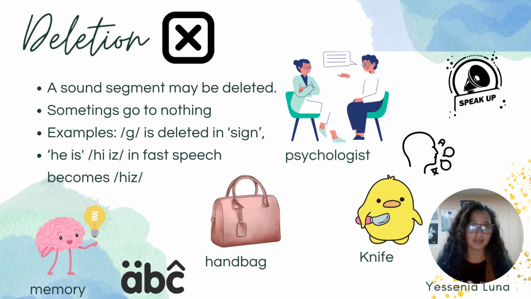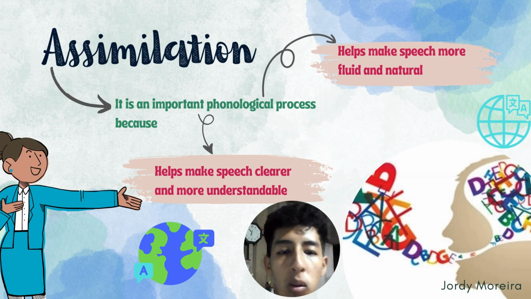Another example is psychologist. We don't pronounce the letter P. In other examples, the initial letter K before N is lost, for example knife, know, or nine. Another example is handbag. We don't pronounce the letter D. We say hanbag.